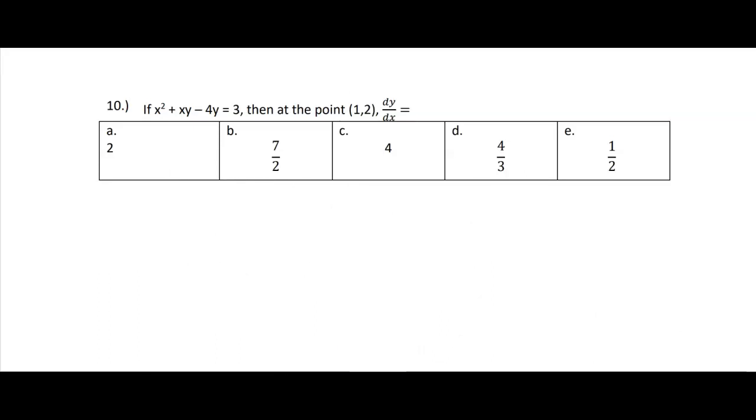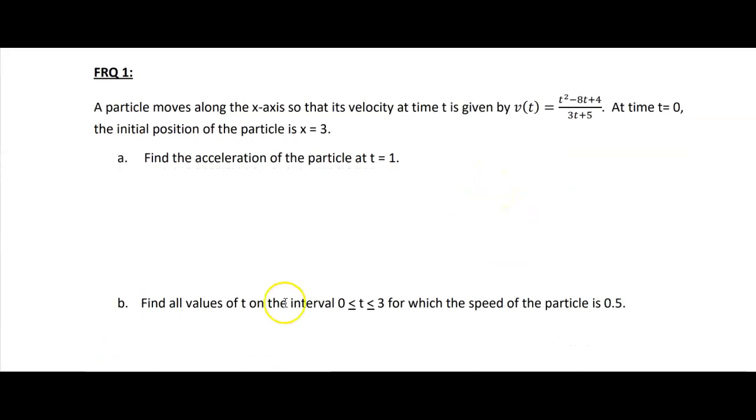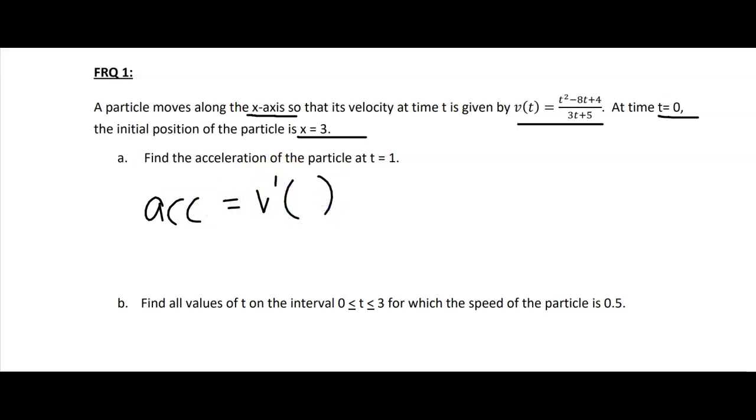So that was a commonly missed one. Let's go ahead and move on to our first FRQ question. So we have a particle moving on the x-axis with this velocity, and we have an initial condition given by x equals 3 at time equals 0. So they want us to find acceleration. Now, acceleration is equal to the derivative of your velocity. So if you wanted to find acceleration, you need to find v prime of 1.